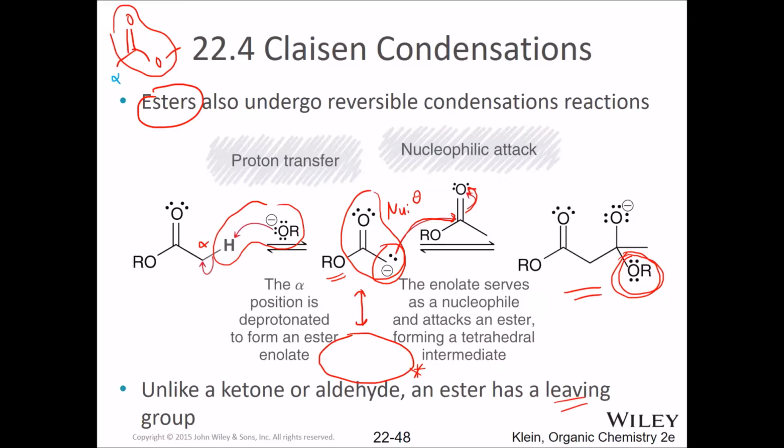What's the name of that leaving group? Say it out loud. What's the name of that leaving group? It's an alkoxide. Okay. So we know what's going to happen, right? These electrons come back down, and we're going to get a leaving group. This is just like chapter 20 and 21, right? So we have a nucleophilic addition, elimination. We've seen that before.